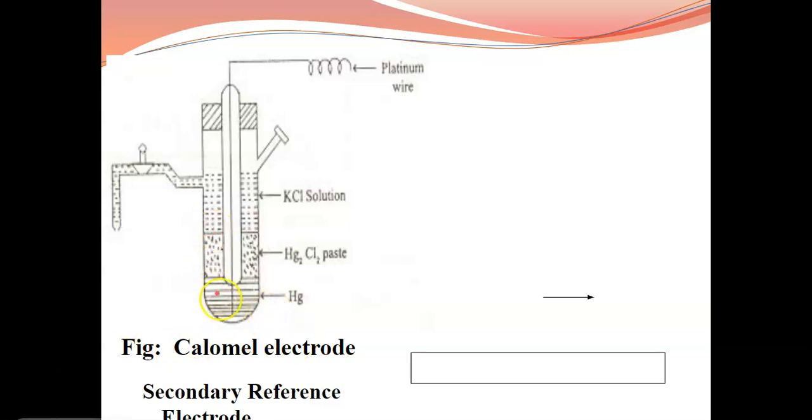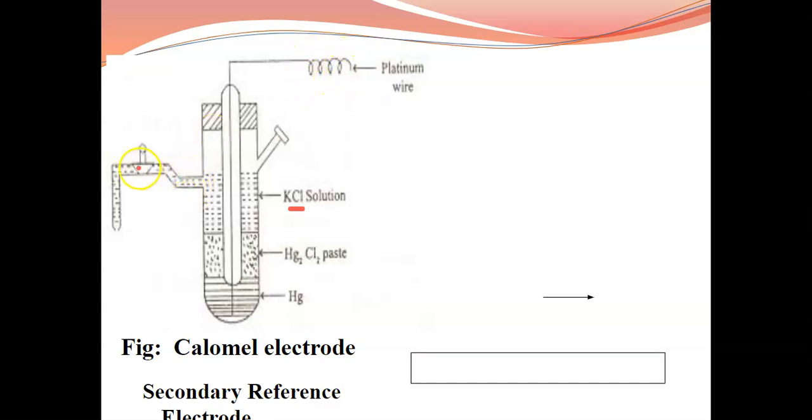You can see this is a broad glass tube, in which the lower layer is mercury. Above this mercury, there is a paste of mercury plus mercurous chloride, Hg2Cl2. Above this is a layer of KCl solution. This is a platinum wire, which can go for connection with the indicator electrode. So this is for external connection.